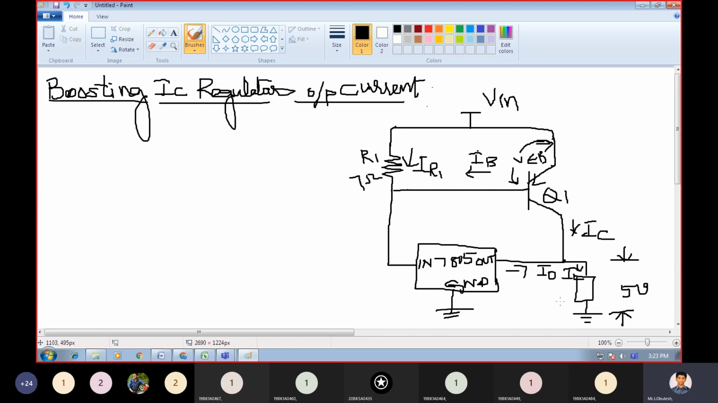Now it is possible to boost the output current. It is possible to boost the output current of a 3-terminal regulator simply by connecting an external pass transistor in parallel with the regulator. So this pass transistor is in parallel with this regulator. So the working principle of this is as follows.